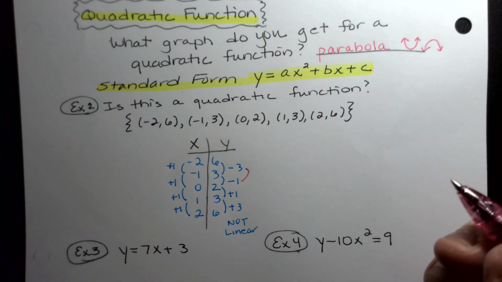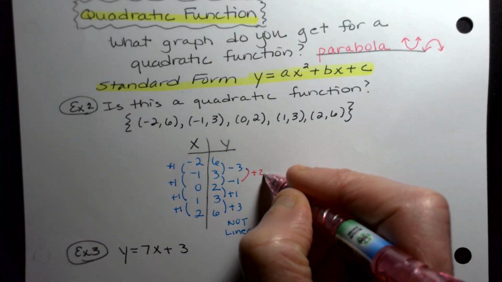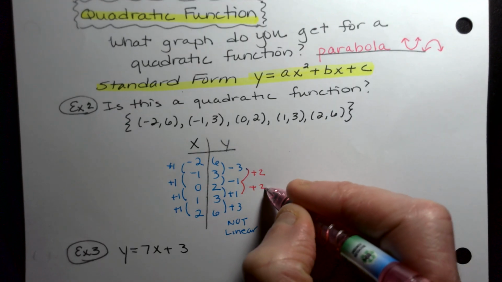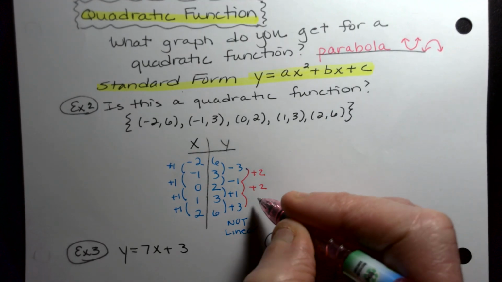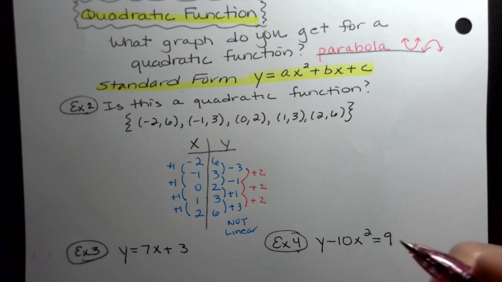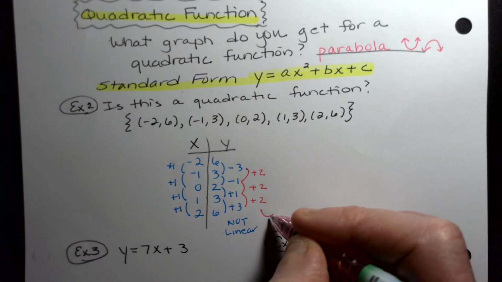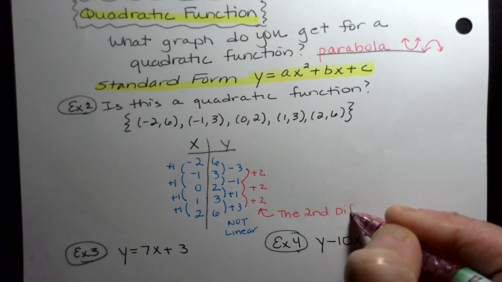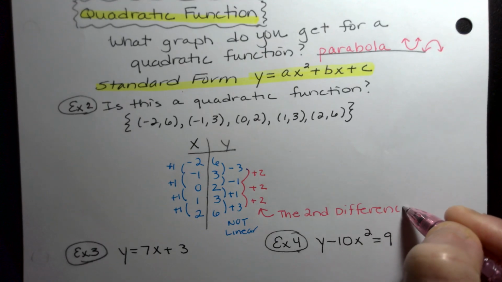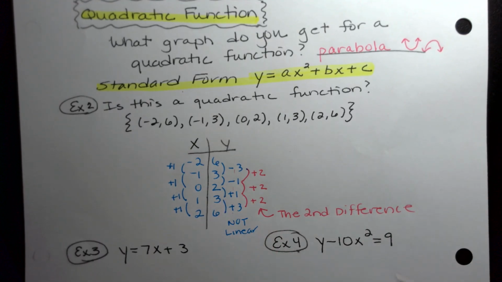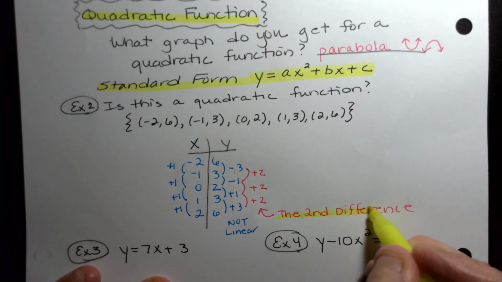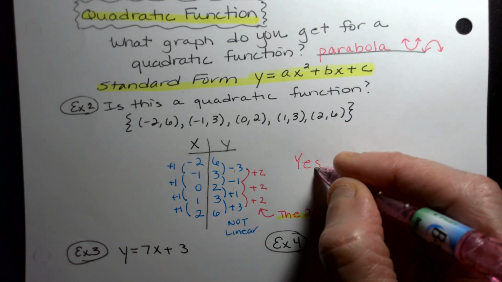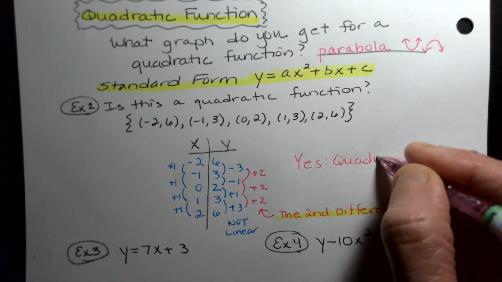Now we're going to see what happens here. When you go from -3 to -1, we add 2. When you go from -1 to +1, we add 2. +1 to +3, we add 2. This is called the second difference. Okay, this was the first difference. So when the second difference is the same like that, where you're adding or subtracting the same number, then yes, it is a quadratic.